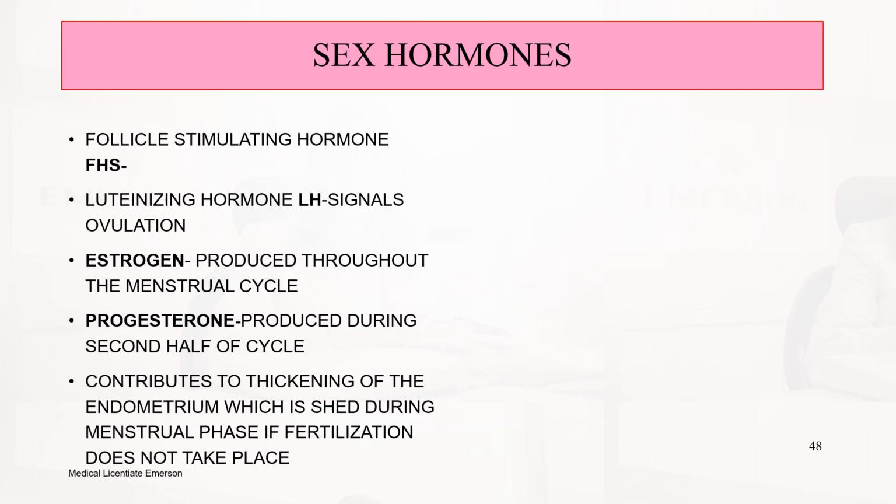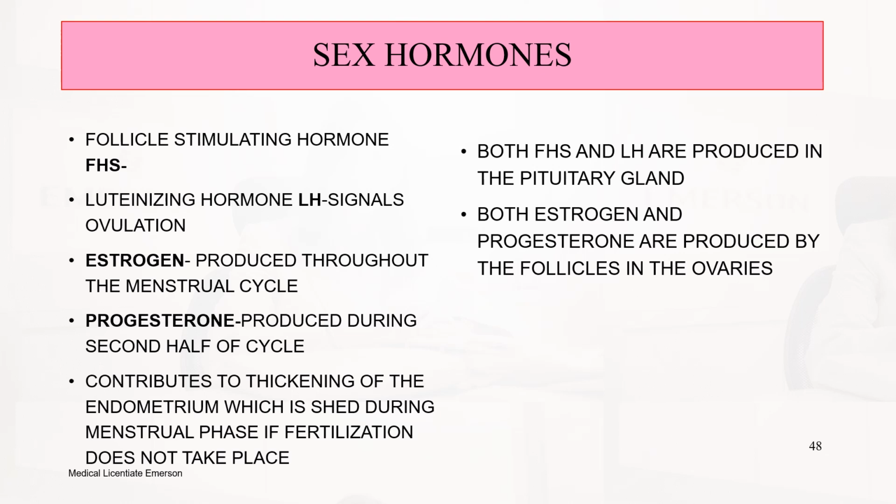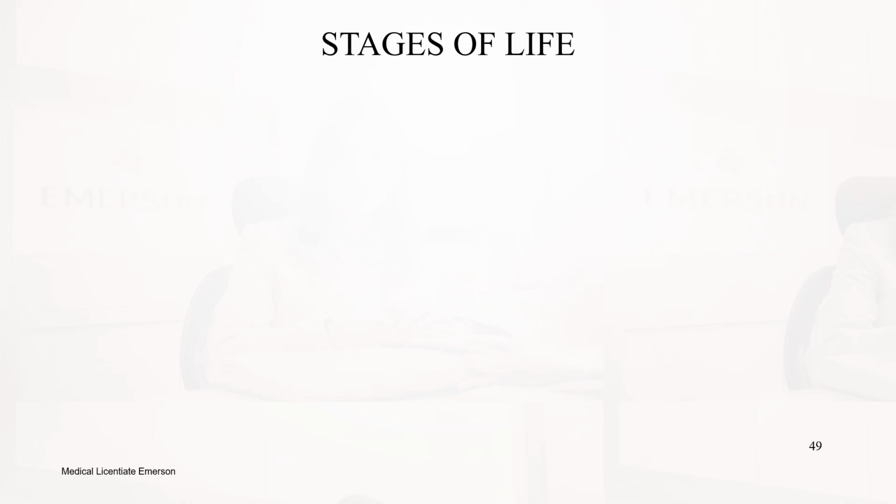Then all these hormones contribute to thickening of the endometrium, which is shed during the menstrual phase if fertilization does not take place. Both follicle stimulating hormone and luteinizing hormone are produced in the pituitary gland. Both estrogen and progesterone are produced by the follicles in the ovaries.